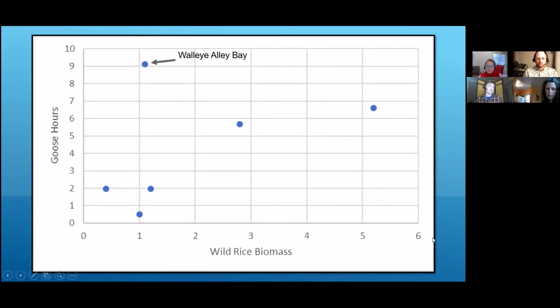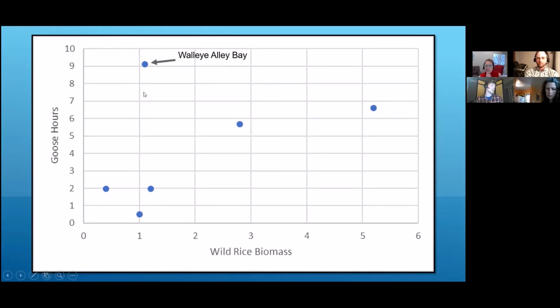This wild rice biomass data down here came from the 1854 Treaty Authority Wild Rice Restoration Monitoring Report. And I compared it against the goose hours in my study for each site. What it shows is that there were generally more geese in the areas that had more wild rice biomass, with the exception of the outlier of Walleye Alley Bay up here, which had a lot less wild rice biomass, but more goose hours.